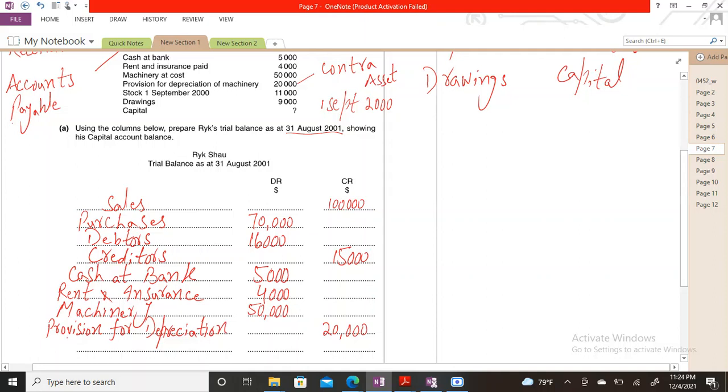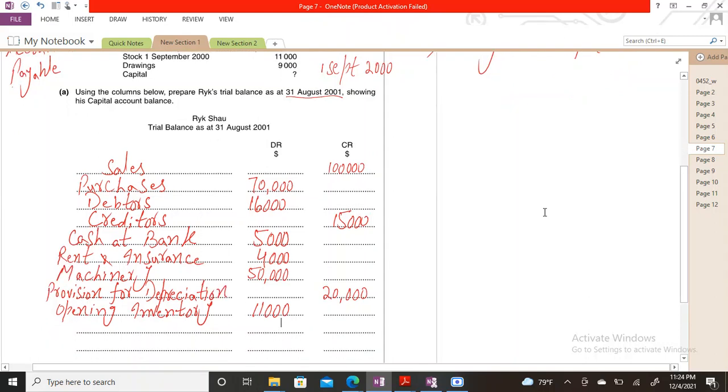Then we have opening inventory. So stock at 1st September. This is the opening inventory, which means last year when the business accounting year finished, the closing inventory was 11,000. So it is also on our debit side. And then the drawings, the resources taken back by the owner, 9,000. And capital is the missing value. So we need to find this missing value.